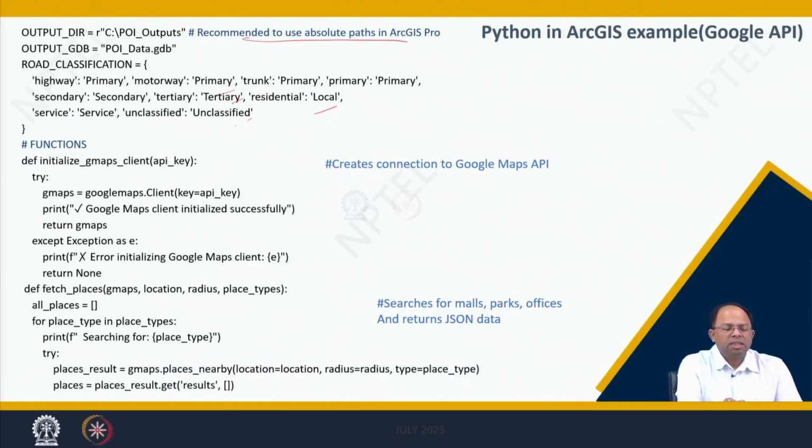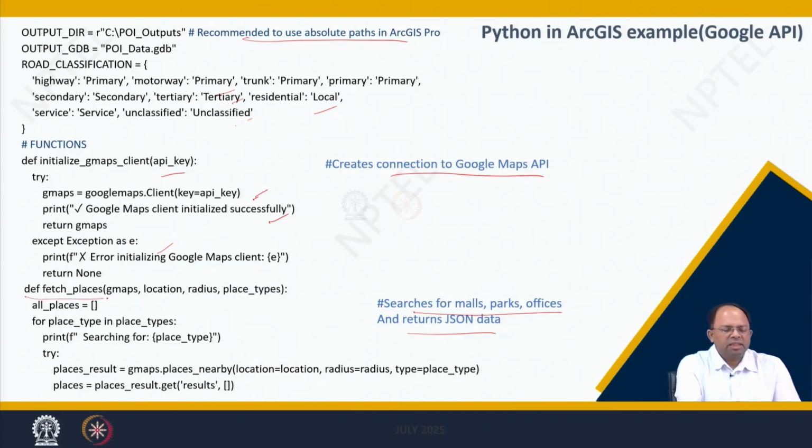The first function is to initialize, to create the connection to the Google Maps API. So this is where we define initialize_gmaps_client, we give the API key, and then you can see that gmaps equals googlemaps.Client. This is the command which actually creates the connection, and then we can print that the Google Maps client initialized successfully, and then we can also do some exception handling, such as if there is some error, then that could also be printed.